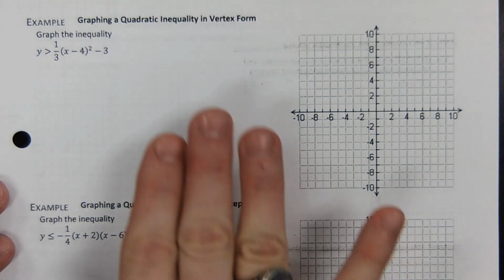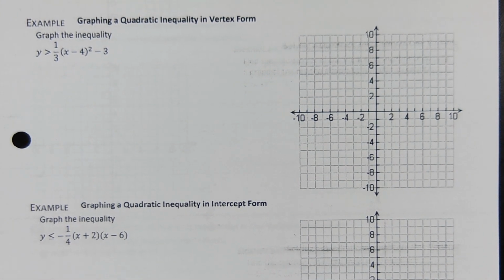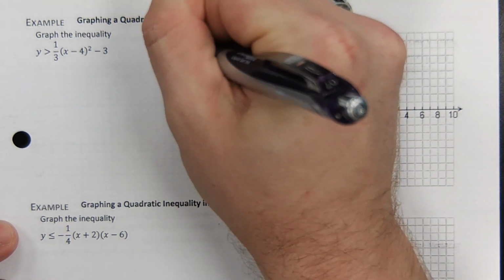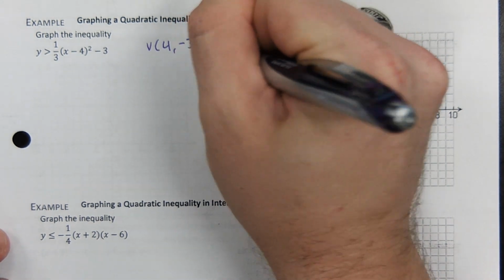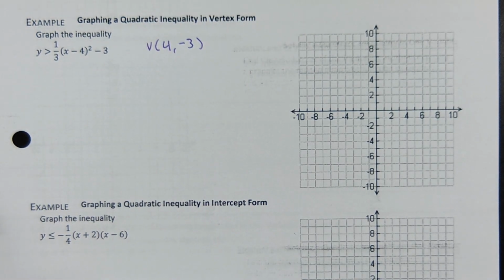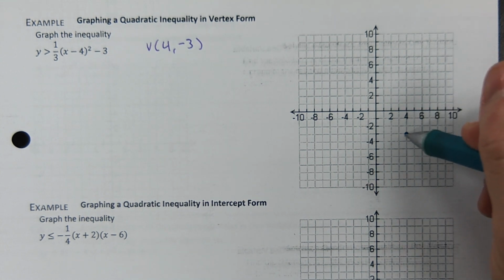Here we have vertex form of a quadratic inequality. Well, vertex form is going to graph the same way as always. We can see the vertex just by looking at the equation. The vertex for this quadratic is going to be at what makes the inside equal 0, 4, comma, the number to the far right, -3. 4 comma -3 is here. Right there. Okay.